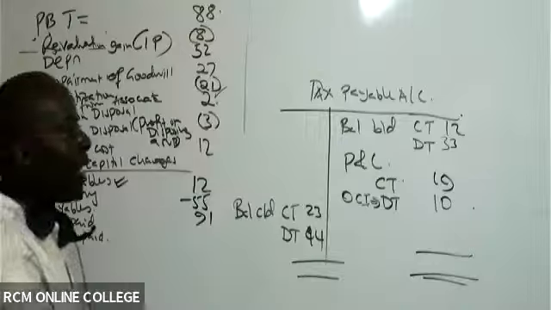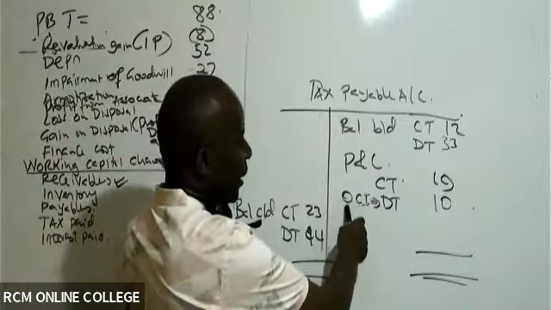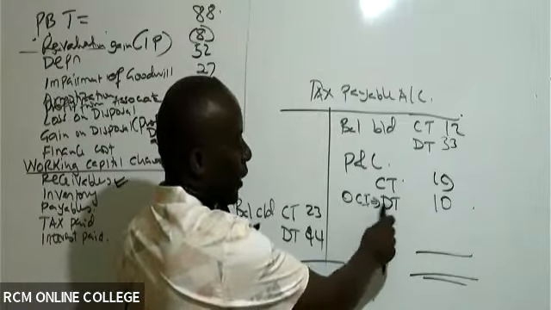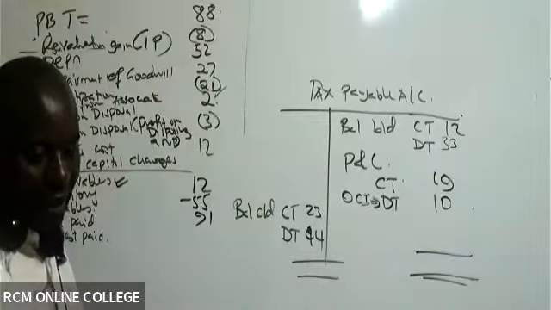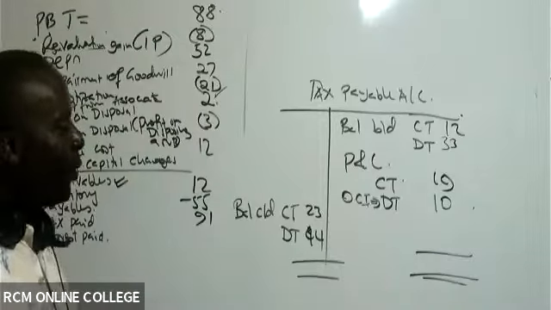So please, CT stands for current tax. OCI is other comprehensive incomes. Any tax you find there will be called a deferred tax. So is there somebody who is able to give me this total?